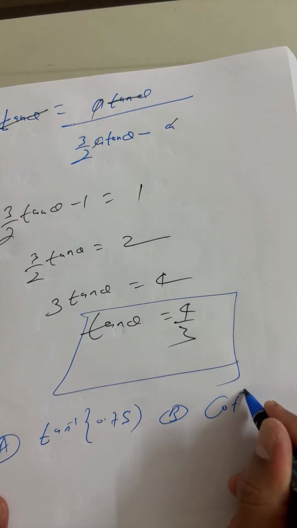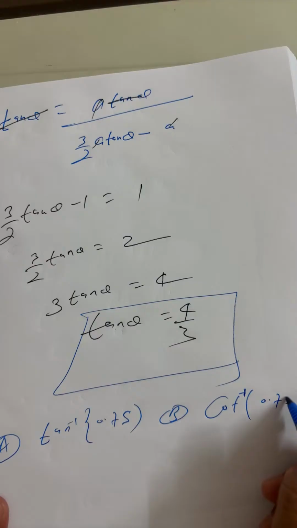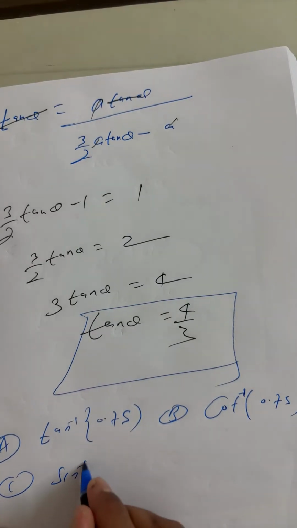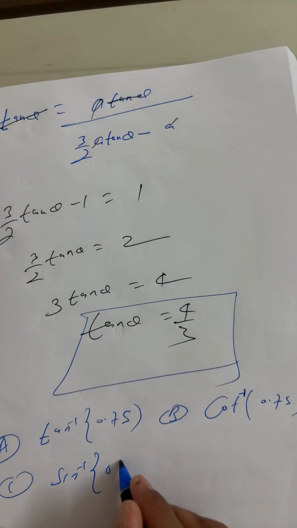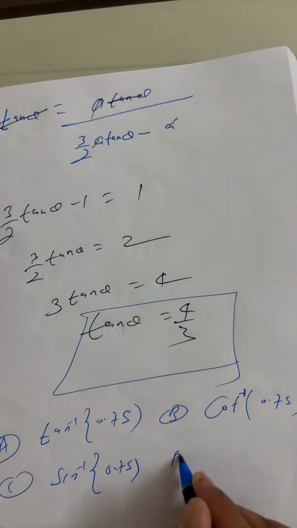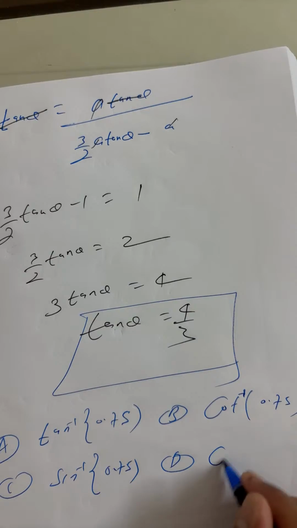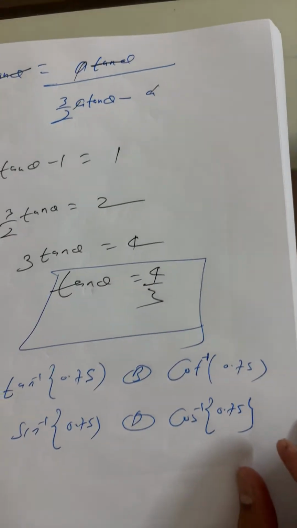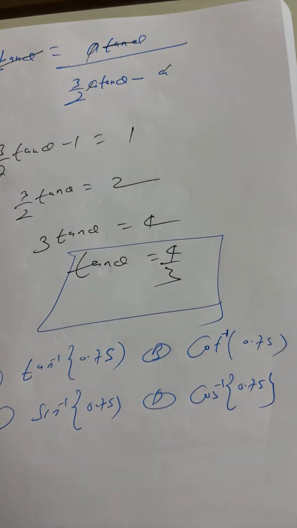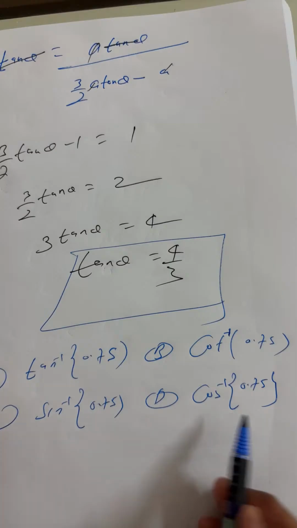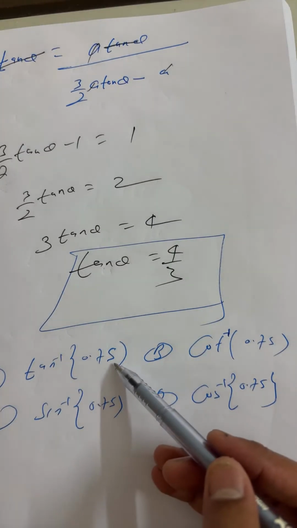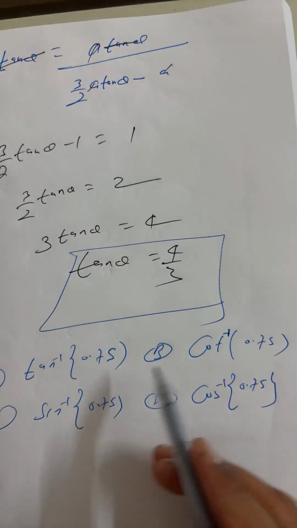This is cot inverse 0.75 here. This is sine inverse 0.75. This is cos inverse 0.75. Right. So your answer is not tan or cos at all. You can see easily, 4 by 3, not 4 by, I can see 7 by 5, 0.75.